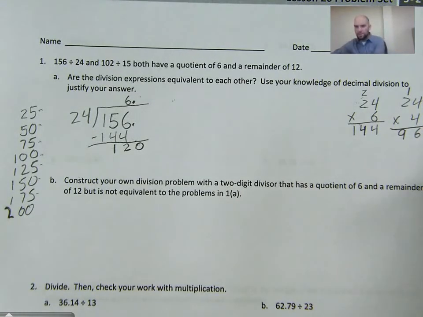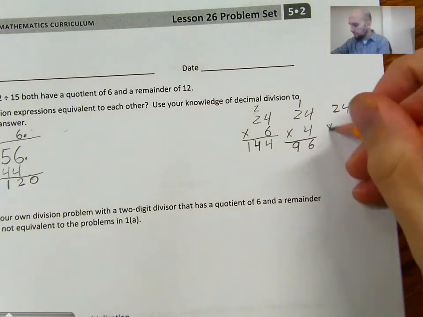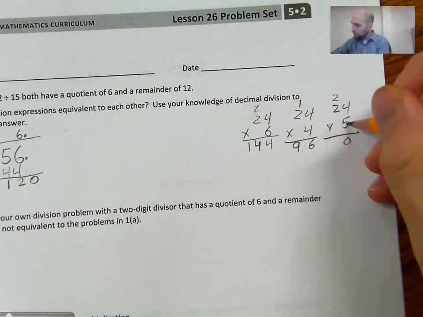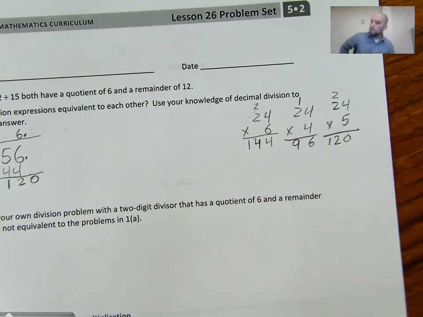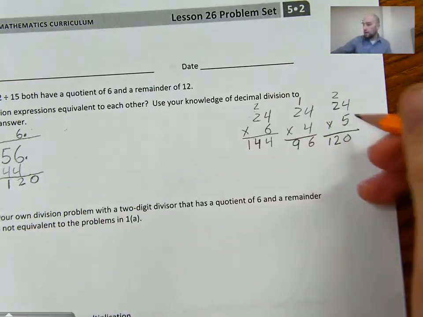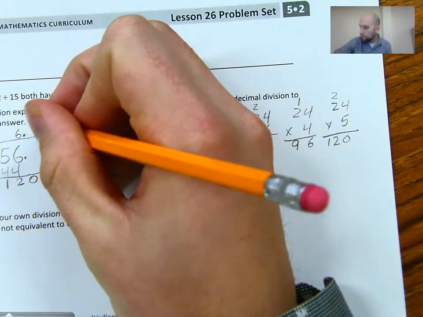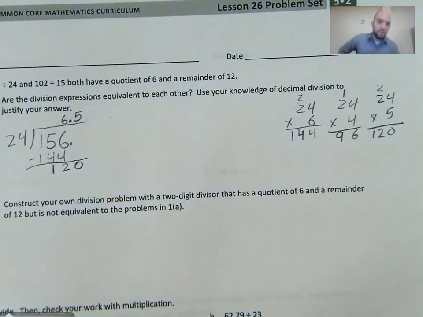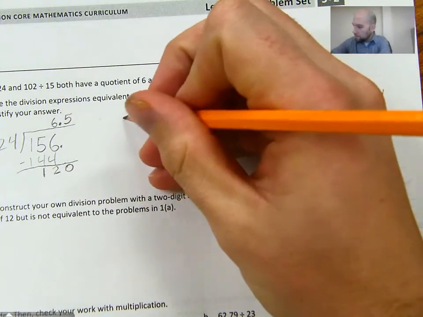Let's try 24 times 5 just to see. So 24 times 5. Oh, look at that. It's 120. So that's what we wanted. So we know 24 times 5 is 120, and we get 6.5, or 6 and 5 tenths.